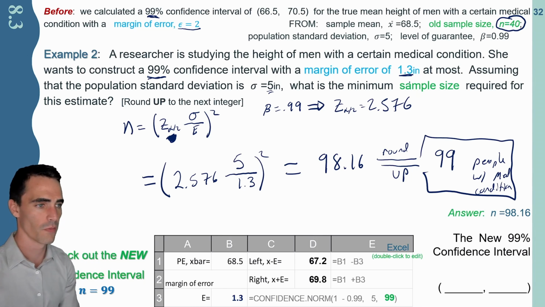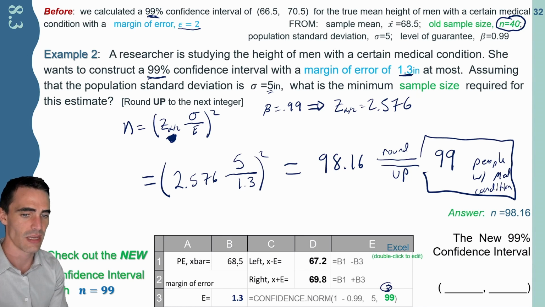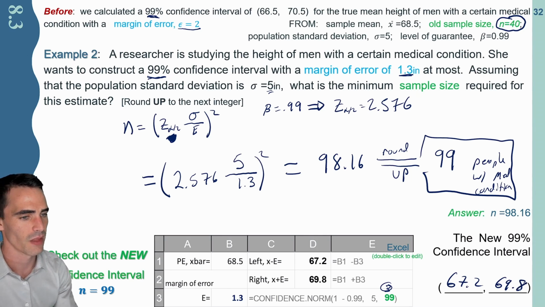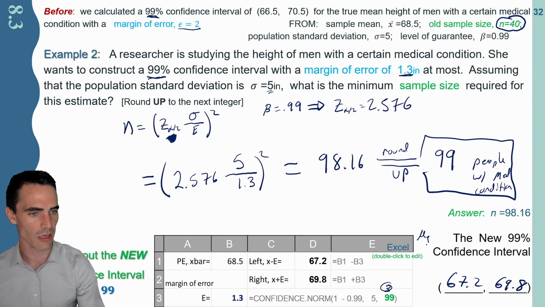Here's a little side note to show. I typed it up in Excel for you for reference. If you change just that third input to 99 for your sample size, that's CONFIDENCE.NORM, 1 minus the confidence level, population standard deviation 5, and your sample size 99, you will end up with that margin of error. And if we use that same sample mean that we calculated earlier, 68.5, I'll get an interval from 67.2 all the way to 69.8. And so now we can make that claim like we wanted to. If you remember, the mean in general population height was 70 inches.